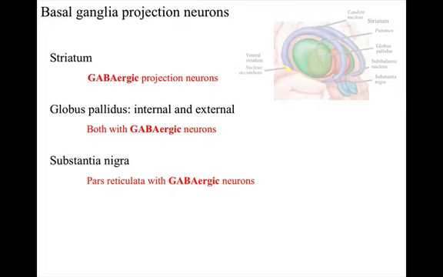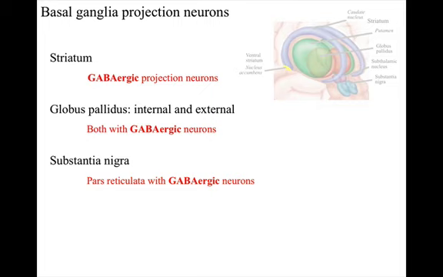In the previous section, we talked about all the different nuclei that make up the basal ganglia and their rough locations relative to each other in the brain. Now, like the cortex and thalamus, these basal ganglia nuclei have projection neurons that project outside of the nuclei themselves. But there's a major difference between the basal ganglia and, say, the cortex, because in most of the basal ganglia nuclei, the projection neurons are in fact inhibitory.